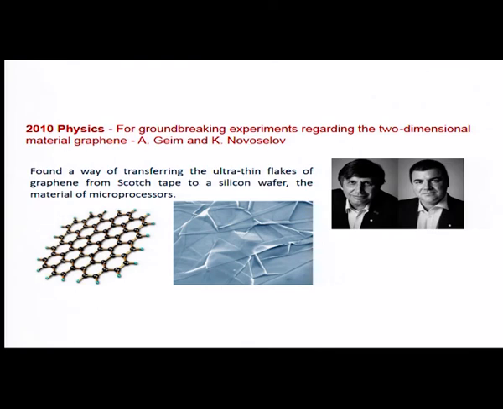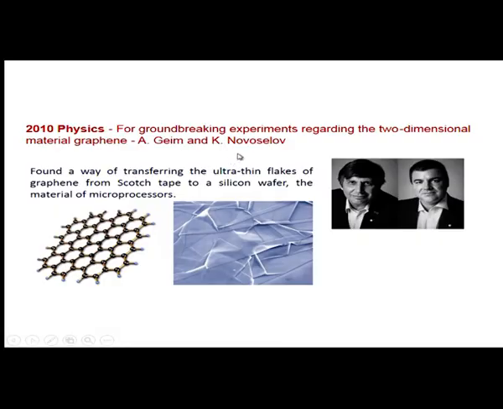The 2010 Physics Nobel Prize went to the material graphene, again connected with carbon structure, to Geim and Novoselov for groundbreaking experiments regarding the two-dimensional material graphene, a material which has a lot of strength. They found a way of transferring ultra thin flakes of graphene from scotch tape to a silicon wafer, the material for microprocessors which are heavily used in electronics.